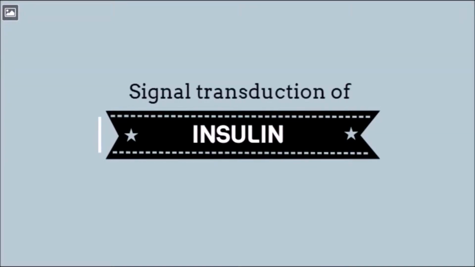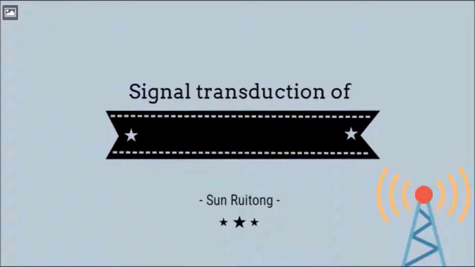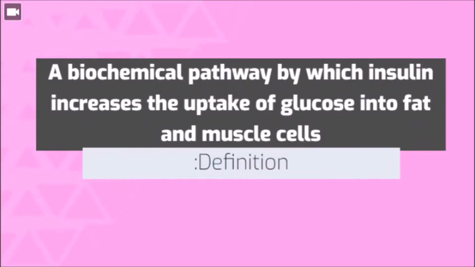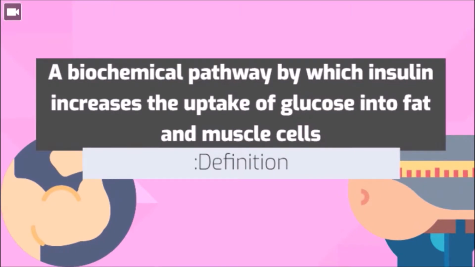Hello everyone, today I'm going to introduce you to a biological process called signal transduction of insulin. It's a biochemical pathway by which insulin increases the uptake of glucose into fat and muscle cells.